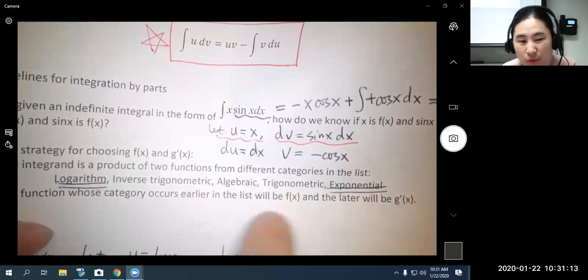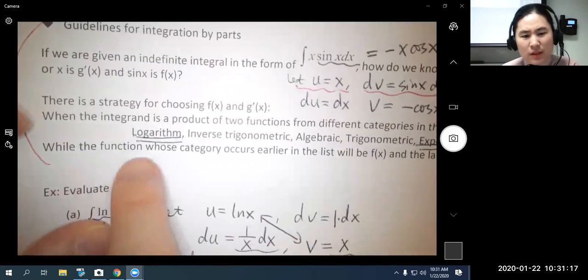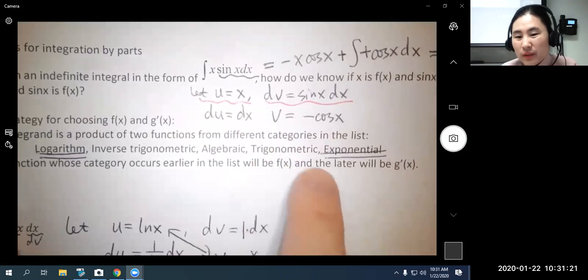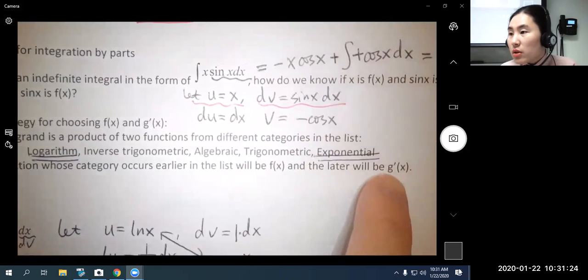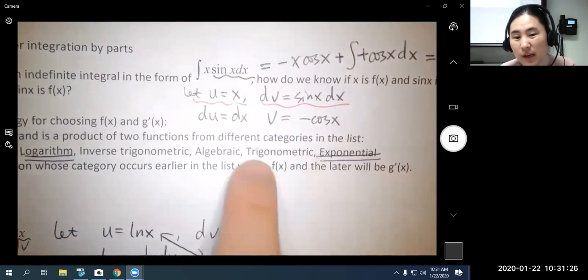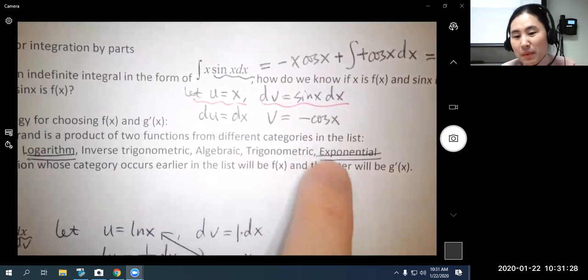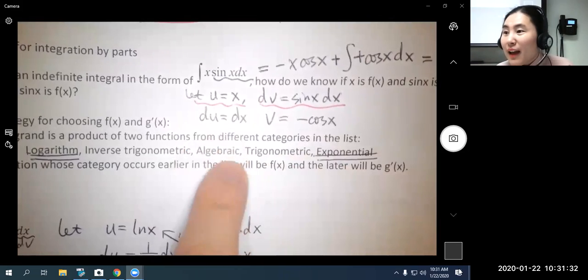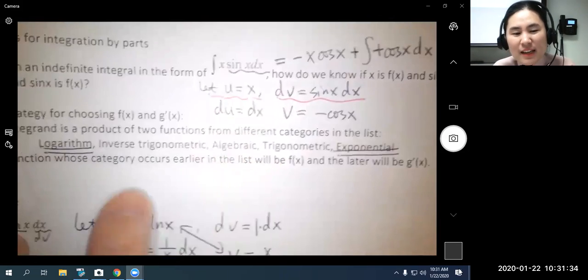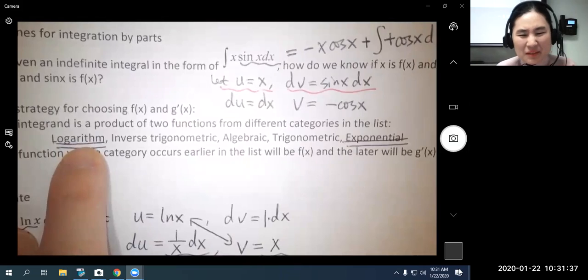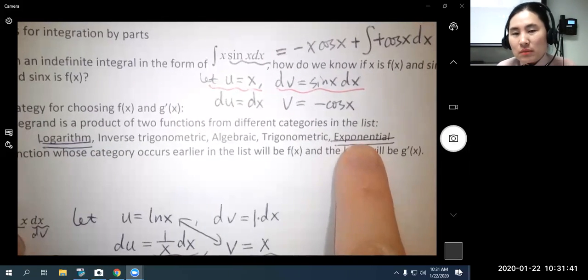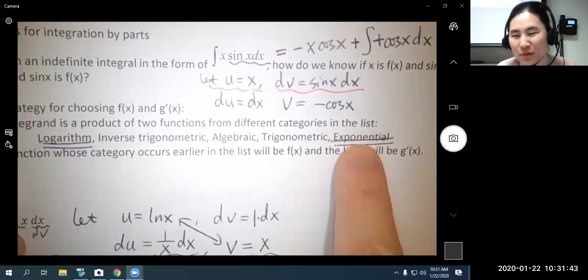Polynomial is more likely to be our u, okay? See, how to find a u? It says here, function whose category occurs earlier in the list will be u. The later will be dv. See, just now when we encountered x times e to the x, we let u equal x. Remember, right? See, log is a good candidate for u. Exponential, not a good candidate for u, right?